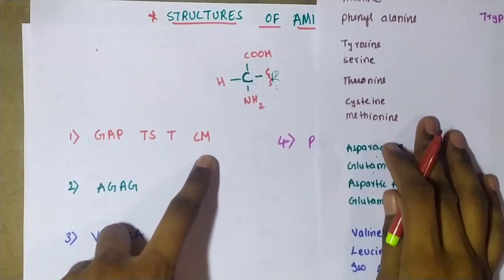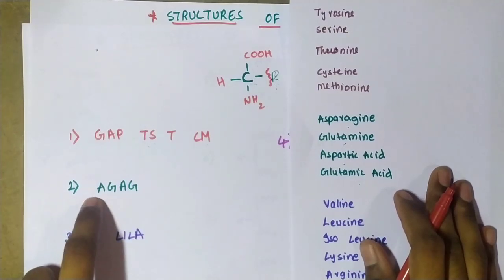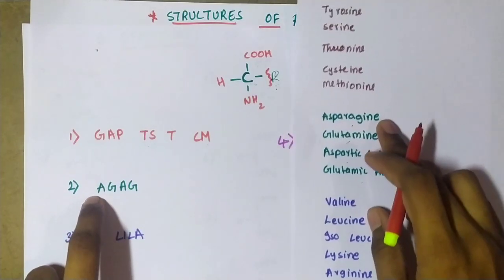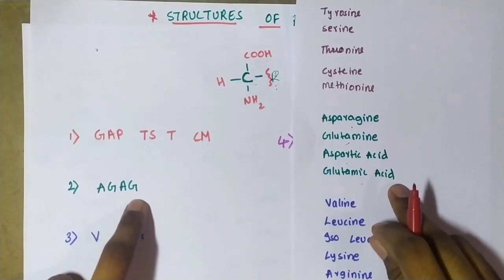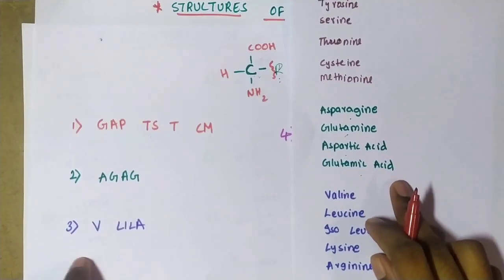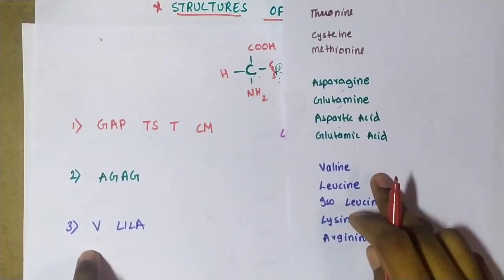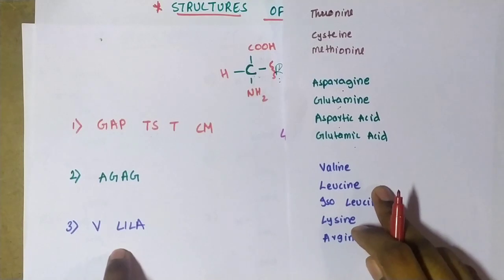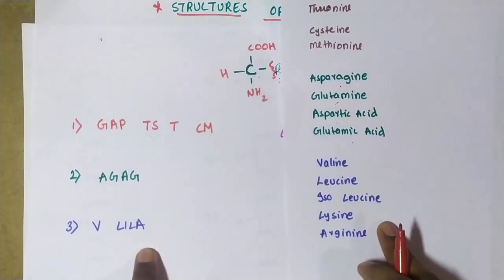So let's move to our second set of amino acids, that is AG, AG. Here A stands for asparagine, G for glutamine, A for aspartic acid and G for glutamic acid. Now our third sentence is V LILA. So here V stands for valine, L stands for leucine, I for isoleucine, L for lysine and A for arginine. So this becomes V LILA.